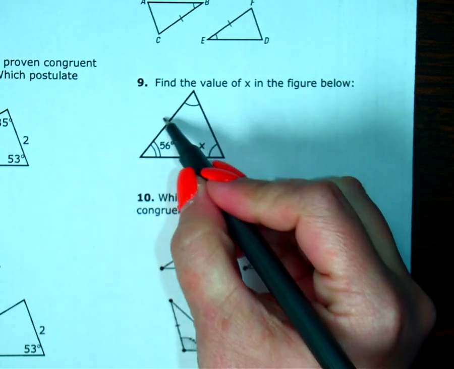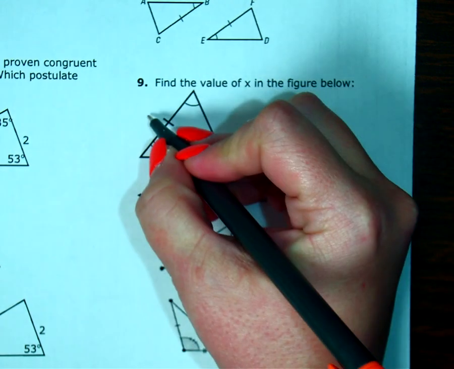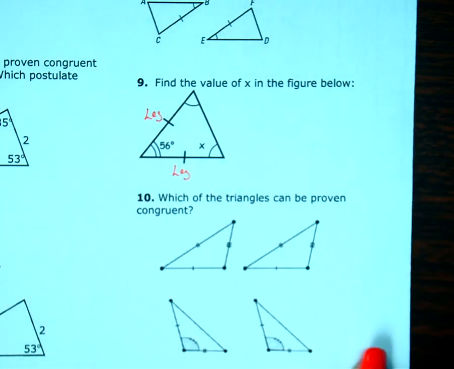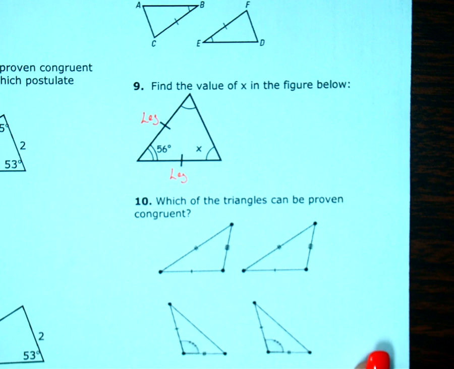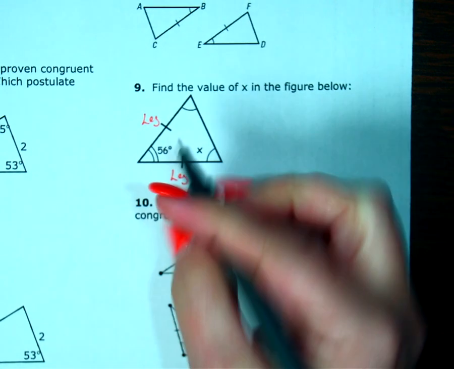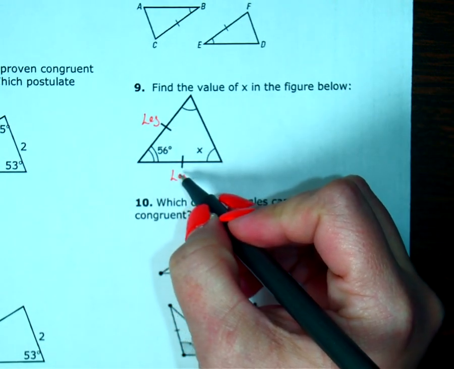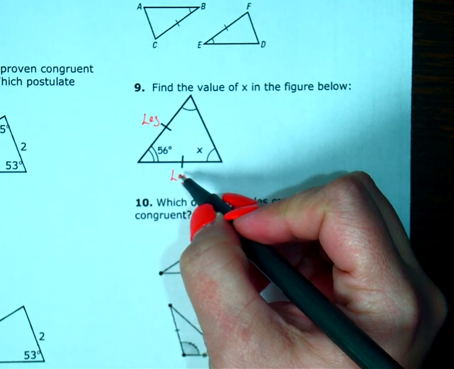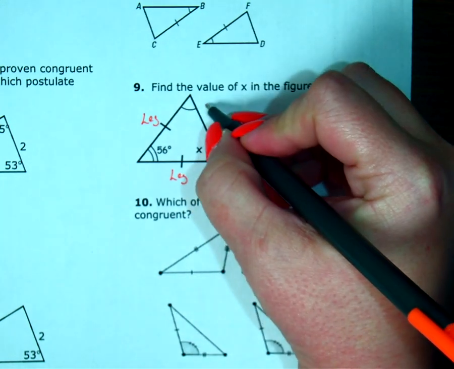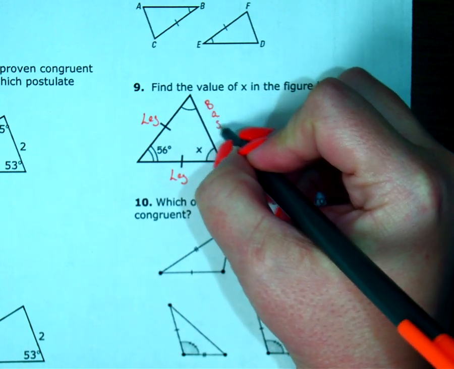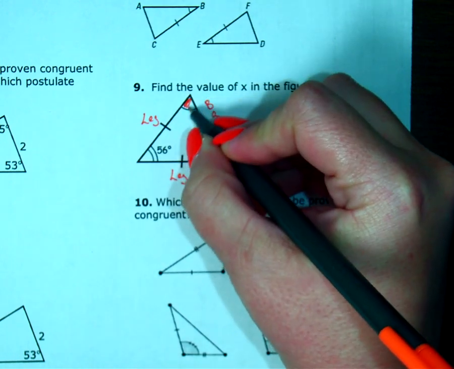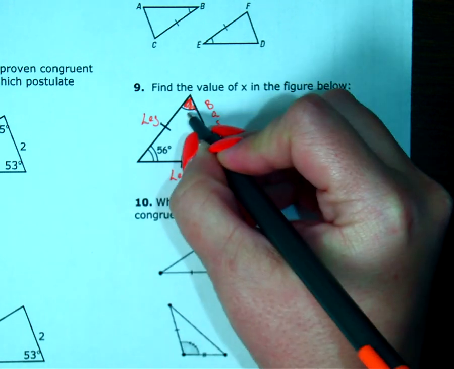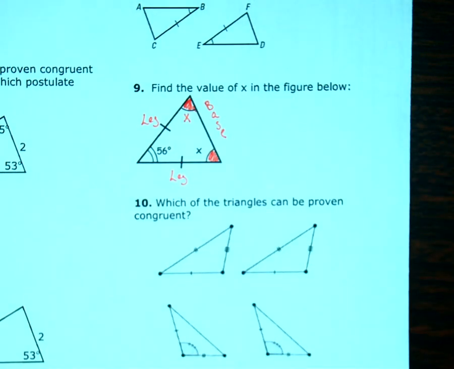Okay, I can see I have a tick mark here and a tick mark here, so that means I have a leg and a leg. And when I look at my two legs, I know that they have the same measure, and since it's isosceles, I know I'll also have two congruent angles. And those angles will be along the third side, which is my base. So I know that this angle and this angle will be exactly the same. So if this one is x, this one is also x.